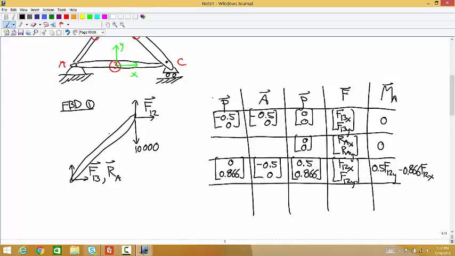Yep. Why is it 0.866? Shouldn't it be 0.771? Equilateral is 60 degrees everywhere. See, that stuff gets rusty too. Yeah. And then the next one has the same row vector, 0.5, 0.866. The force vector is 0, negative 10,000. So the cross product is negative 5,000.